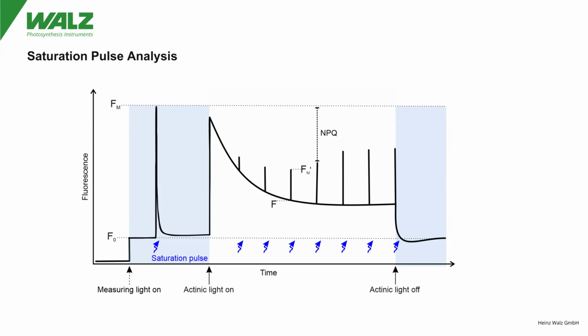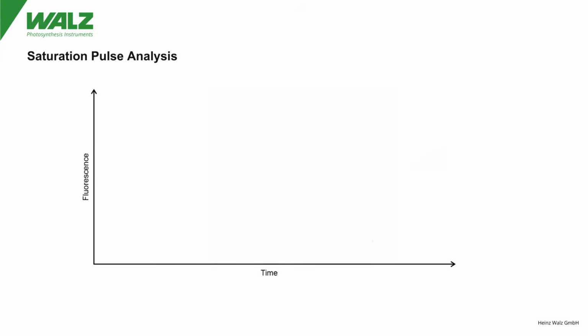In practice, fluorescence measurements are typically described using several standard fluorescence levels. These levels can be used to evaluate a wide range of parameters, for example, the efficiency of photochemistry or the degree of protection against excessive light. We will walk you through a typical PAM saturation pulse experiment step by step. The experiment begins with an induction phase, followed by a recovery phase.